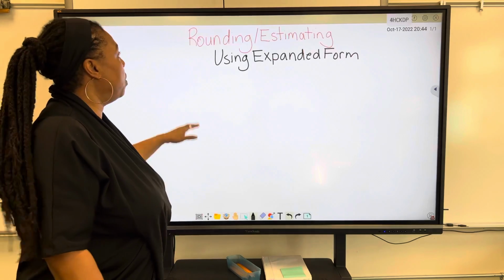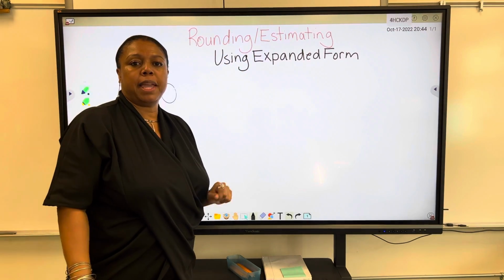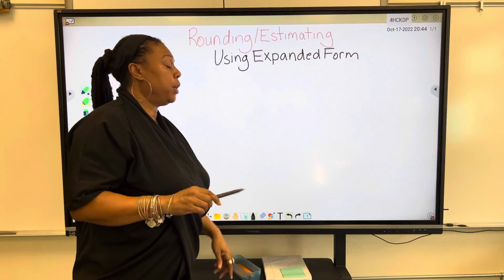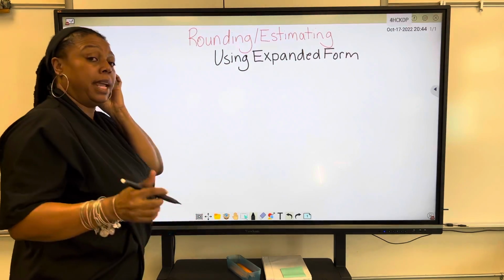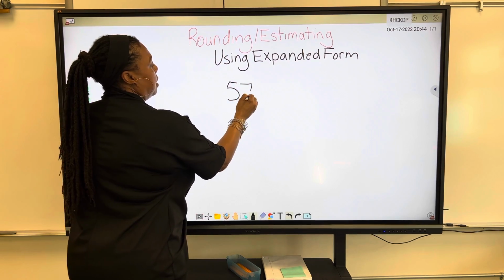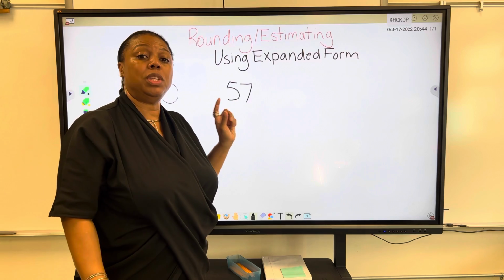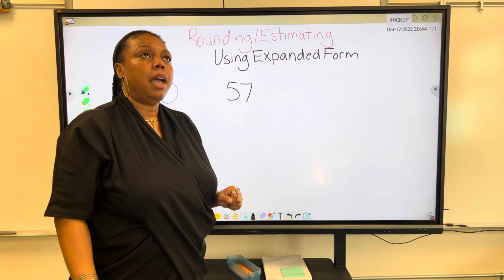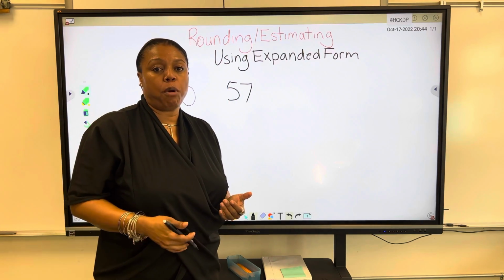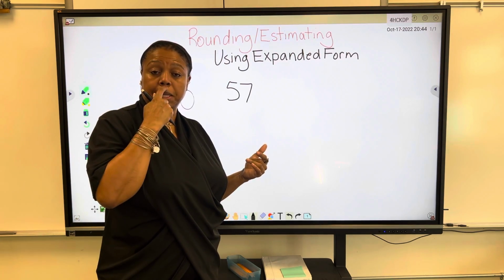So today we're going to be rounding or estimating using expanded form. And the first thing we're going to do is pick out a two-digit number. Let's say we have the two-digit number 57, and we want to round this number to the nearest 10. Now, if you don't know how to do expanded form, I will put a video in the comment section that will explain to you how to do expanded form.